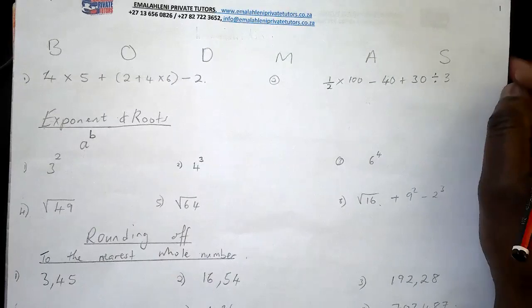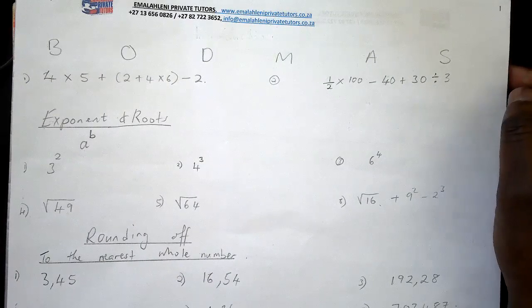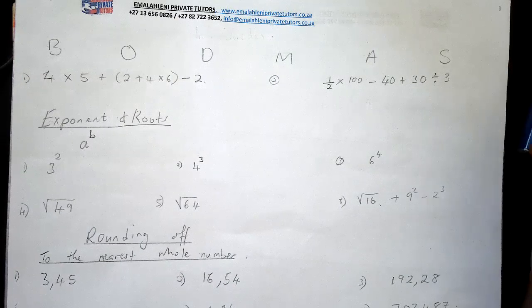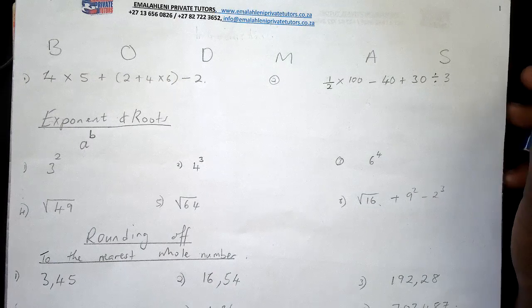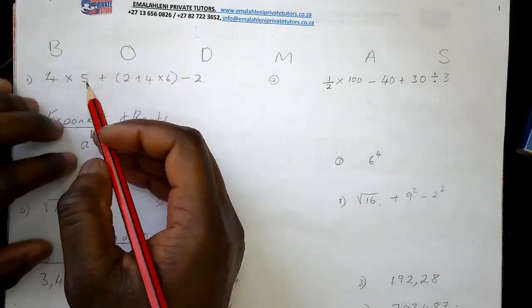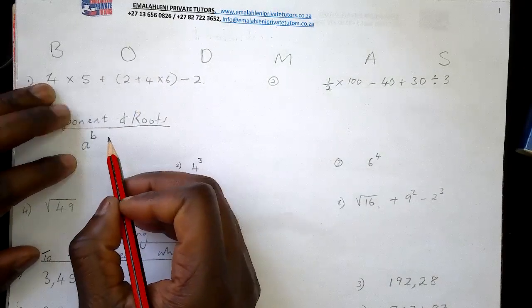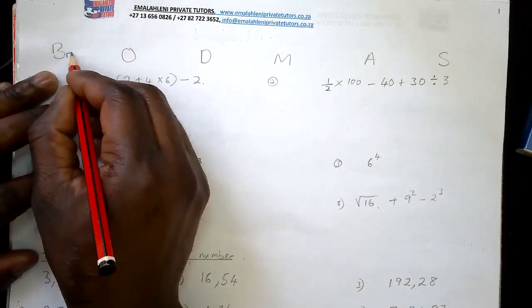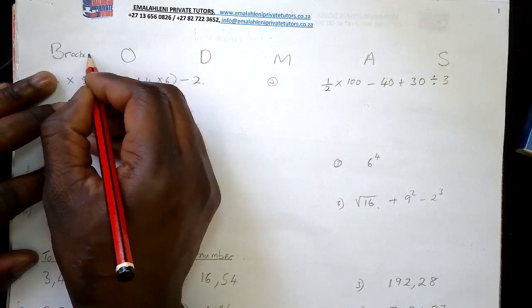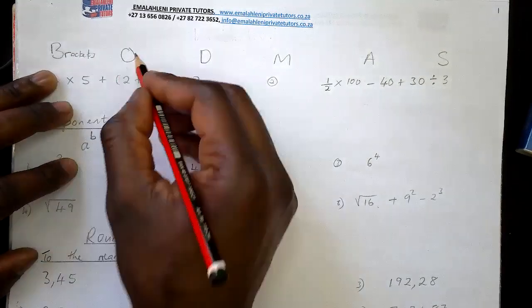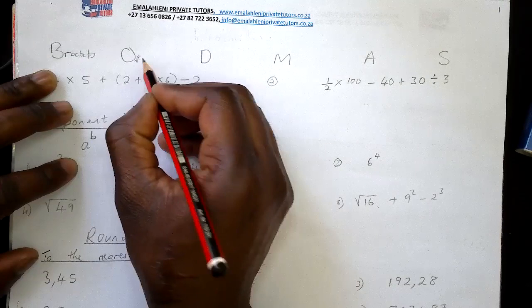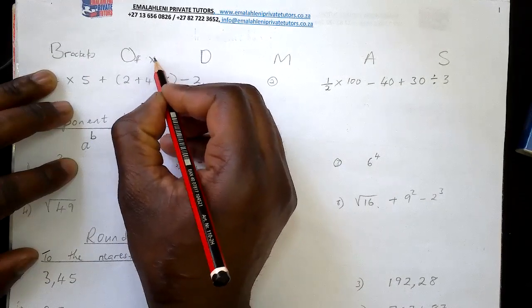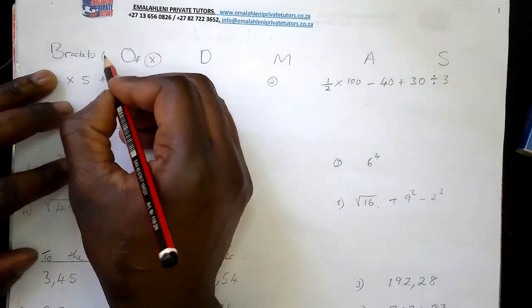Now let's move on to the second slide. Here you're looking at BODMAS. This is how you work when you're dealing with problems. BODMAS shows us how you're supposed to solve an expression or an equation. You must first deal with the brackets, then Of. This Of is multiplication, times. Okay, so you remove the brackets first.